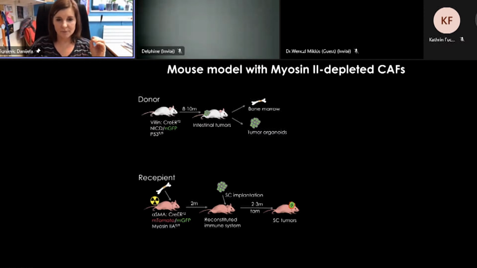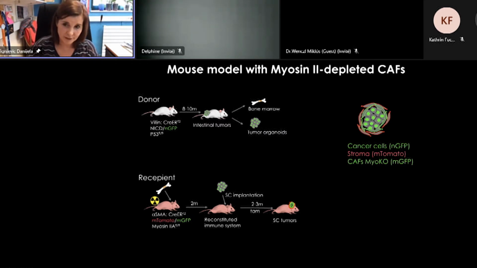That will be subcutaneous tumors in this case. To guide you, the cancer cells will have green nuclei in this case. The wild-type stroma will have red membranes, and the myosin 2 knockout fibroblasts will have green membranes.